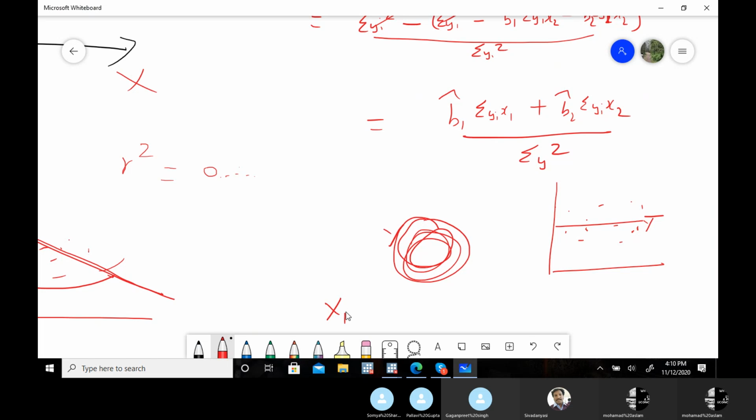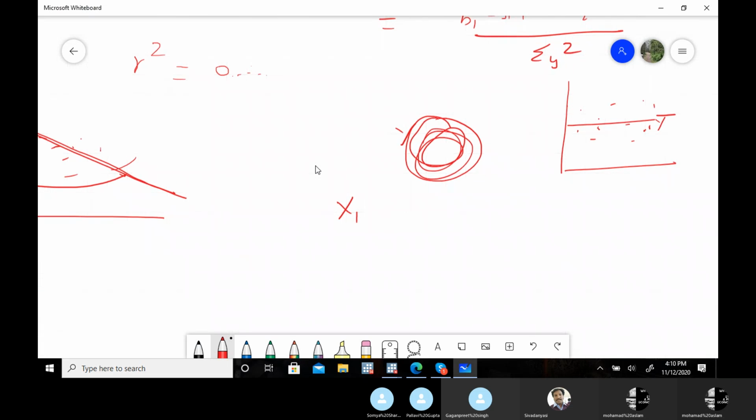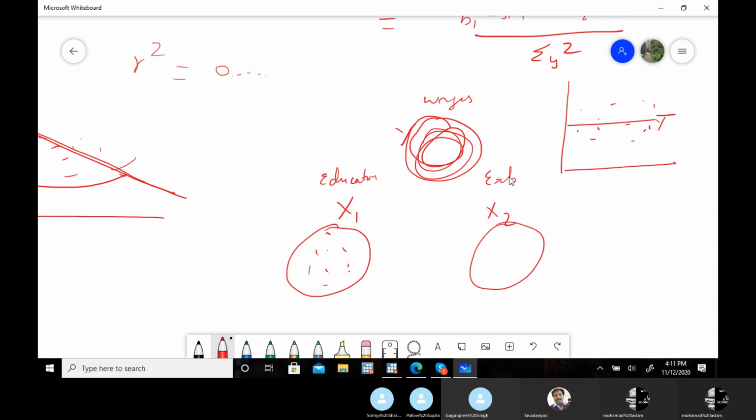There is a variation in x1, like we have wages, education, and experience. That is our x2. Let's suppose there are changes in the education, there are changes in variation in form of statistics. I say the variation in the x2. All the variations are from their respective means. So what this R square is telling is that there might be some common variation.